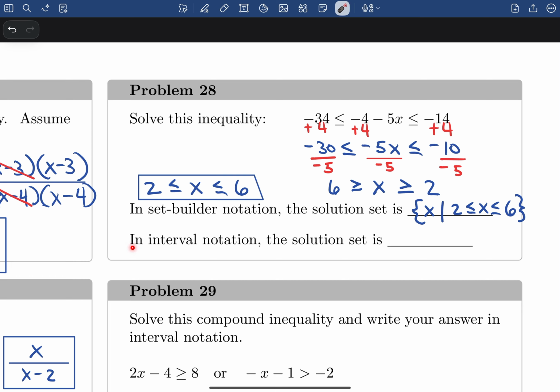Now let's write this in interval notation. Well, in interval notation, that would be bracket 2, comma 6, bracket. We're starting at 2 and we're ending at 6. We're putting brackets around them because x can equal them. X is allowed to equal 2 and it's allowed to equal 6 in this statement. So that's why we get brackets.